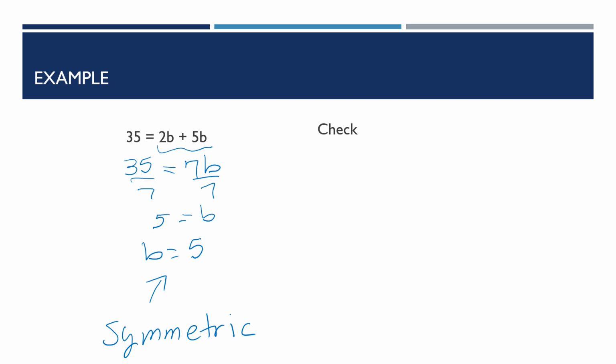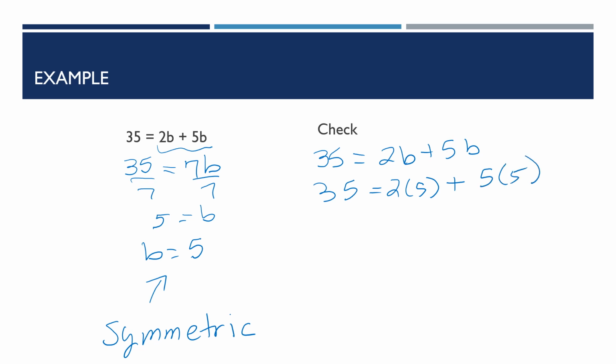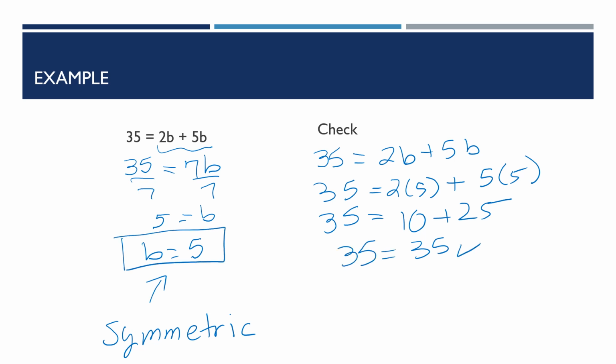Now remember when you first learned equations, you learned that you can actually check them mathematically. So if we think that b is 5, we can substitute 5 in for b in our original equation. So 35 equals 2 times 5 plus 5 times 5. And so we think 35 equals 10 plus 25, and it's true. 35 does equal 35, so we've checked, and we know that this is a solution.